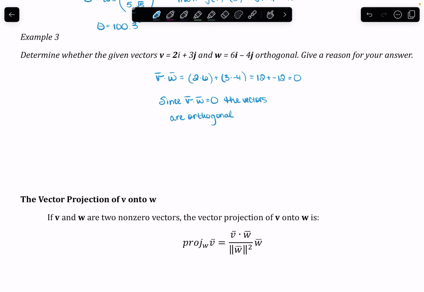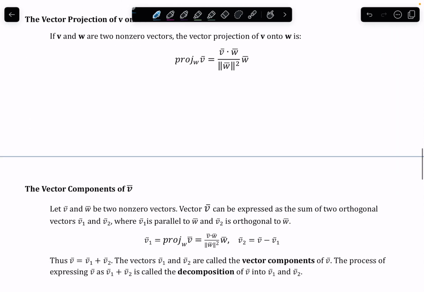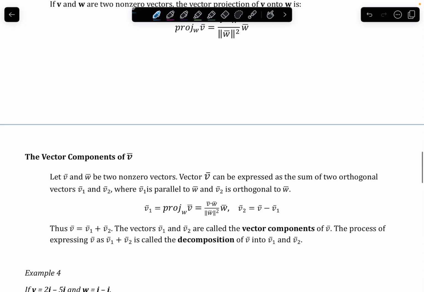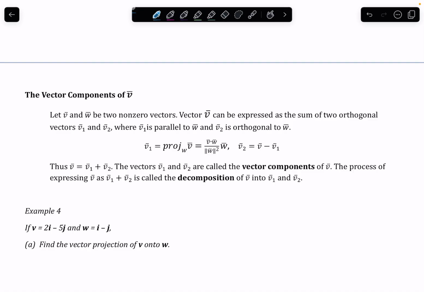All right, vector projection. If we have two non-zero vectors, the vector projection of one onto the other is found by the dot product between the two vectors over the magnitude of the vector being projected onto squared, times that vector. We also have vector components. Vector components let us decompose one vector V into its original pieces, V1 and V2, where it's got parallel and orthogonal pieces. Okay, so the vector components, we're going to do one of these first. I probably should have put that example in between, but we'll be okay.